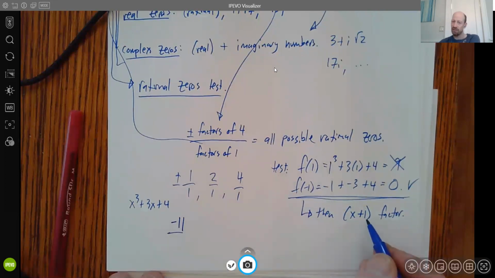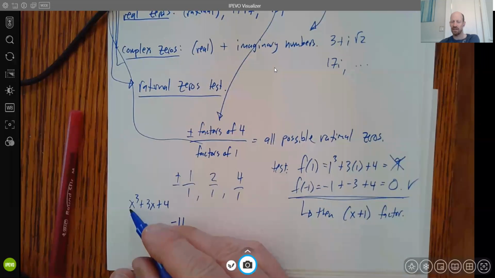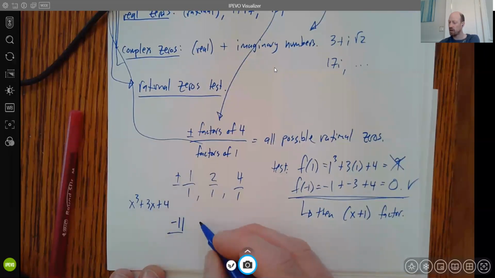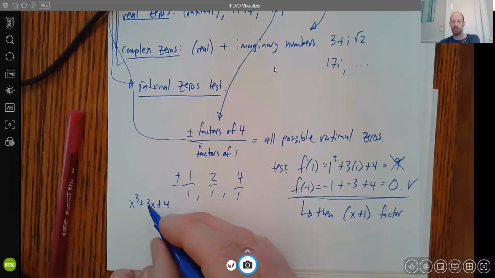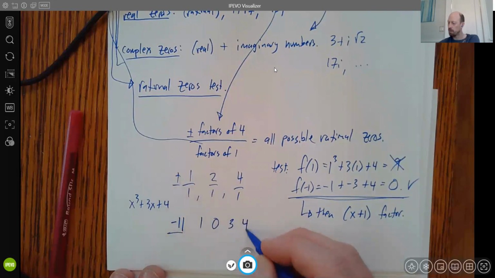If you haven't done synthetic division, this might seem a little strange. You should watch the video for that. I take the opposite of that, and then I list my coefficients here across the top. So I have 1x cubed, I have no x squareds, I have 3 x's, and I have a 4.